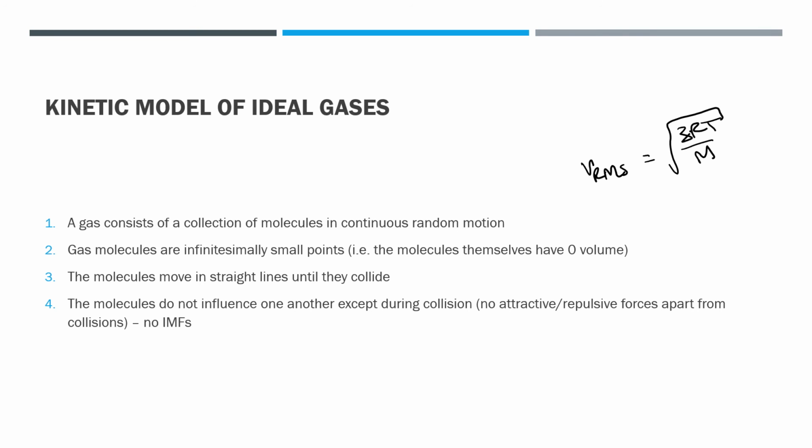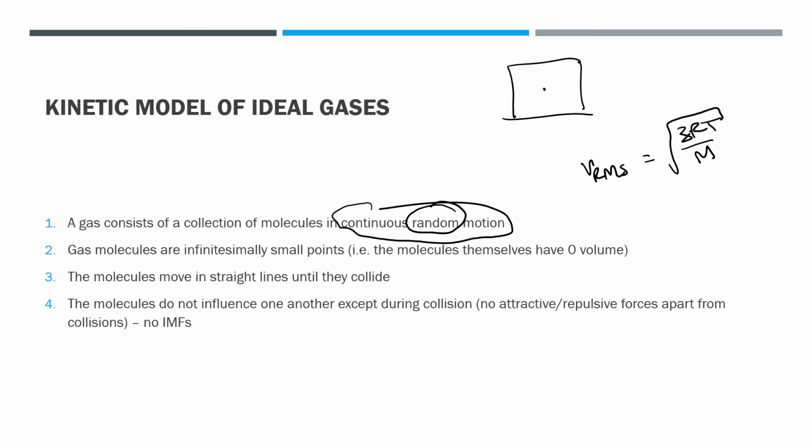The first point is a gas consists of a collection of molecules in continuous random motion. So what does this mean? Continuous random motion. That means that random is the most important thing here. No one direction is preferred, right? So this is a key assumption we use in the derivation, that the preference to move in the x direction is the same as the preference to move in the y direction, is the same as the preference to move in the z direction.